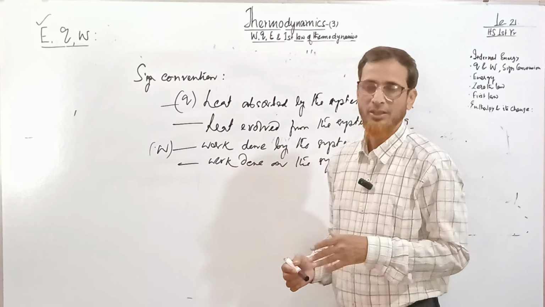Now the opposite case: if the piston is there with the gas molecules, and you supply some amount of heat to the system, then this is the initial volume V1. Upon application of heat, the piston has gone to this place. Now the volume is V2. Now what has happened? You have not applied any pressure upon the system to reduce the volume, but upon the change in the heat content of the system, the volume changes.